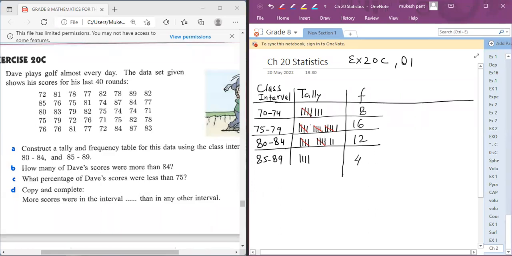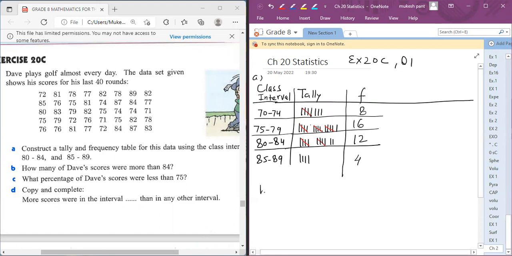Sir, for frequency, is it how many times the thing is occurring? Yes, it's absolutely correct. It's how many times the particular entry or thing is occurring. Okay, tally marks, you know how. So this was part A of this question.